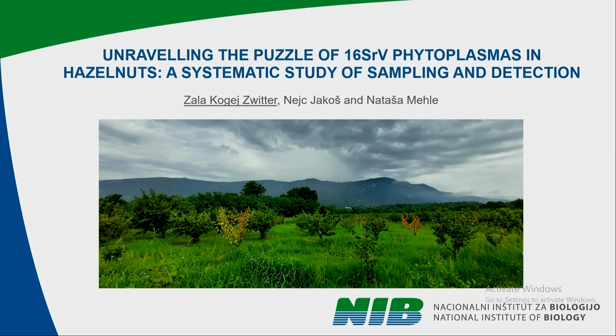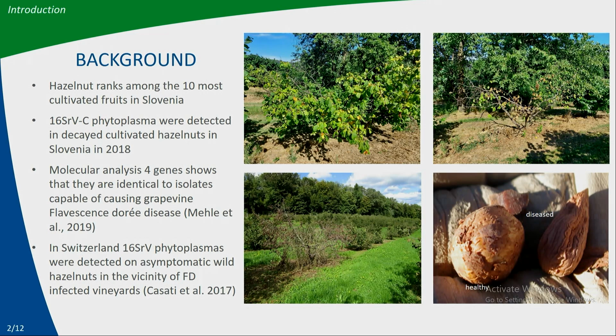Okay, hello. I'm coming here from the National Institute of Biology from Slovenia, and I'm going to tell you a bit about the gray clouds storming around our hazelnut orchards. A bit of background: the hazelnut ranks among the 10 most cultivated fruits in Slovenia, and in 2018 we detected 16SrV subgroup C phytoplasma in cultivated hazelnuts. As you can see, symptoms were observed as yellowing and dying of branches or the whole shrub, and some symptoms were also observed on the nuts themselves, so there were quantity and quality losses.